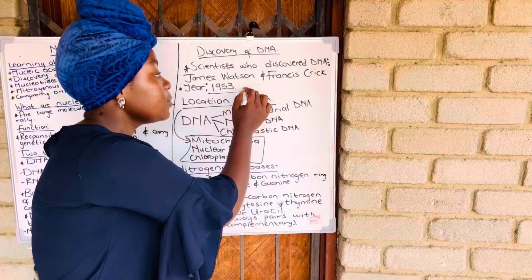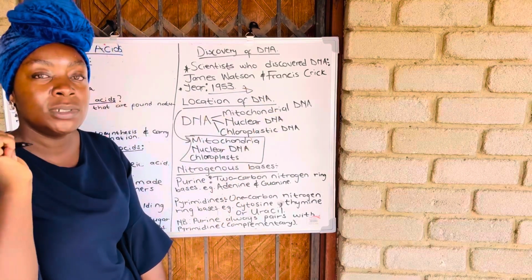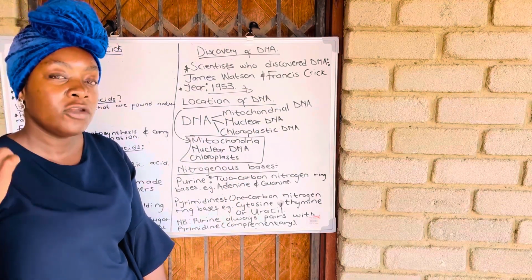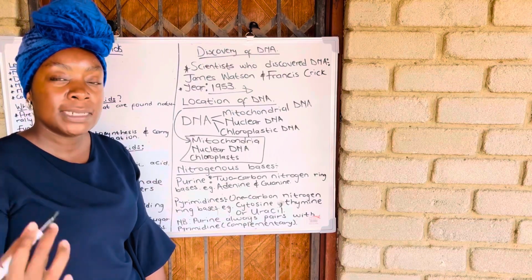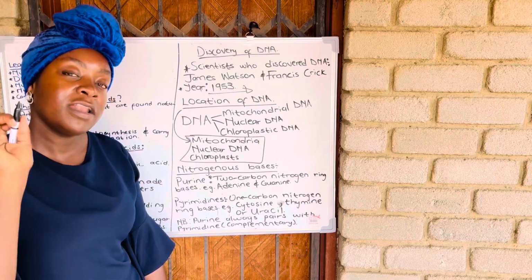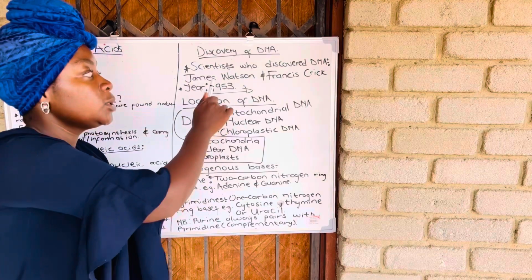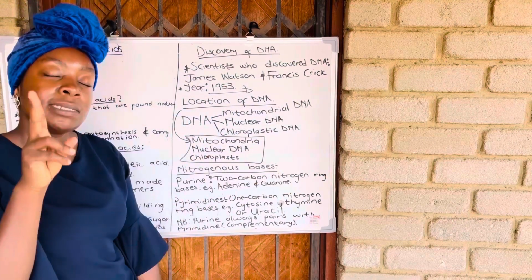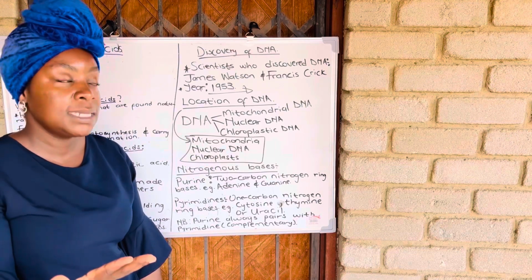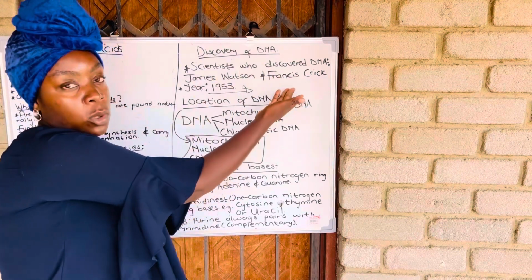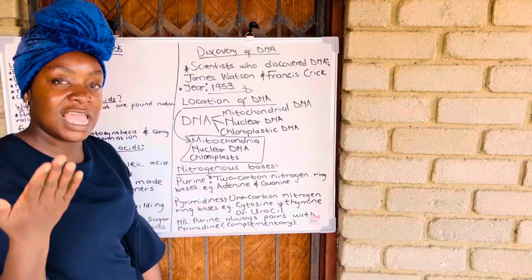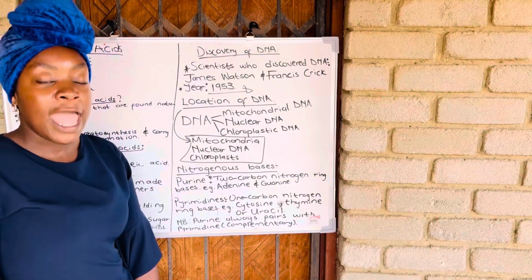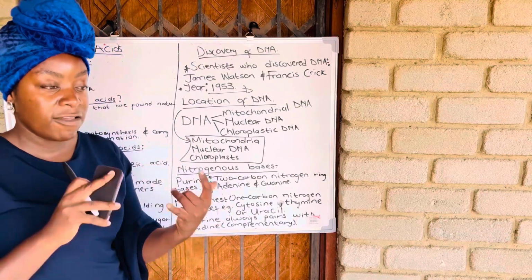However, these were not the only two scientists who decided to pursue the study of DNA. They had a lot of scientists who assisted them. However, in our case, we're going to focus on these two, James Watson and Francis Crick. If they ask you which two scientists discovered DNA, then you know it's James and Francis. They did that in the year 1953. And now we know who discovered DNA.